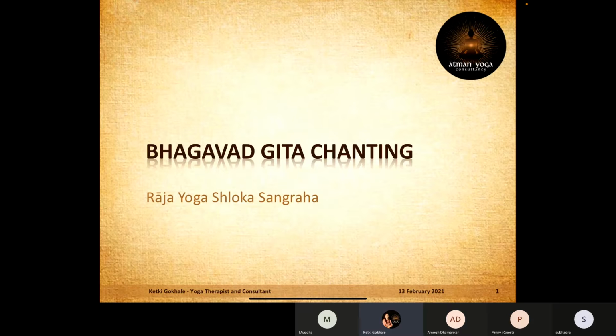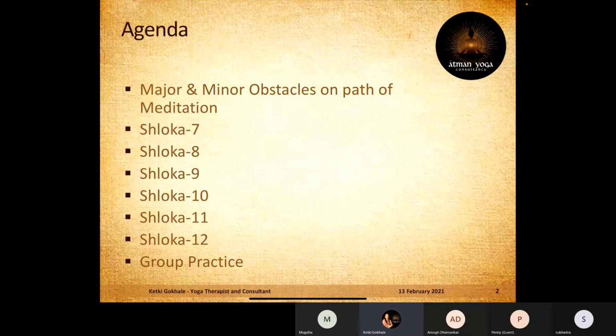Welcome to the second session on Raj Yoga. Today we will be looking at major and minor obstacles on the path of meditation. Then we'll be looking from Shloka 7 to 12 and we'll do group practice.